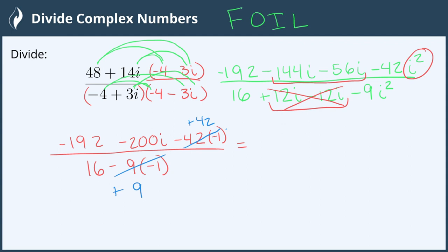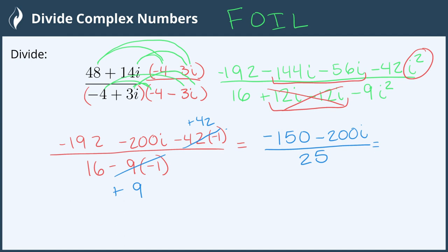So in the numerator, we have negative 192 plus 42 gives us negative 150, and we still have the minus 200i. In the denominator, we have positive 16 plus 9 now, giving us positive 25. Let's go ahead and simplify this further. In the numerator, both 150 and 200 are divisible by 25.